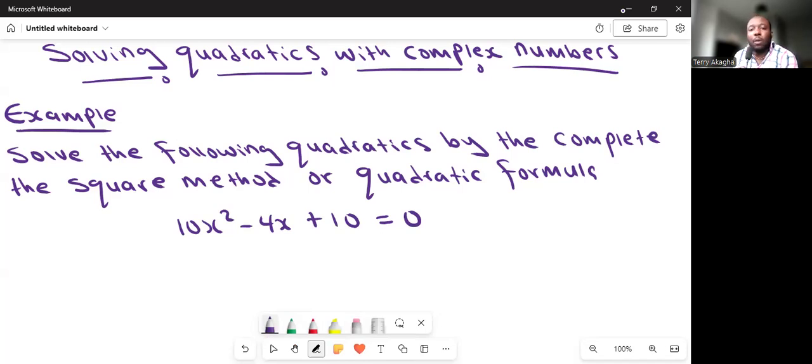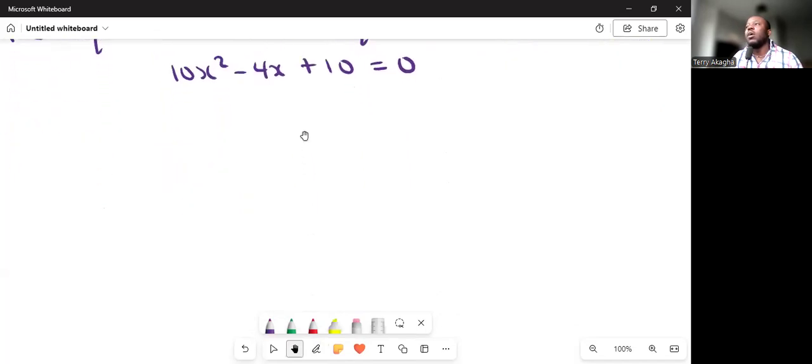So what I'm going to do is solve it with both methods. I'm going to solve it with the formula method, and I'm going to solve it with the completing the square method. So we're going to do both of them. Let's assume we want to use the formula first. I'm going to call this method 1. So we're going to use the formula to solve this and see what we get.